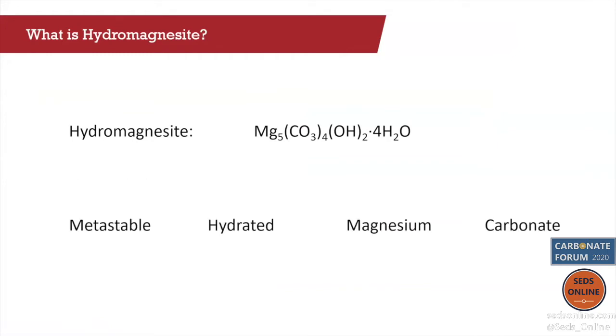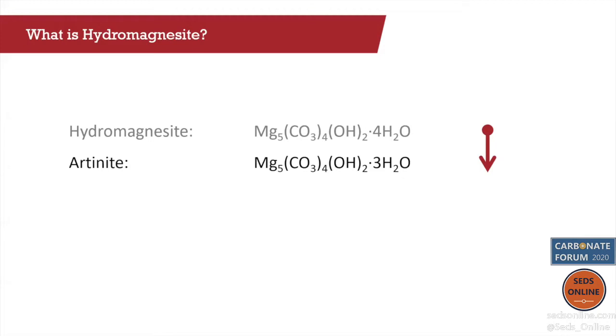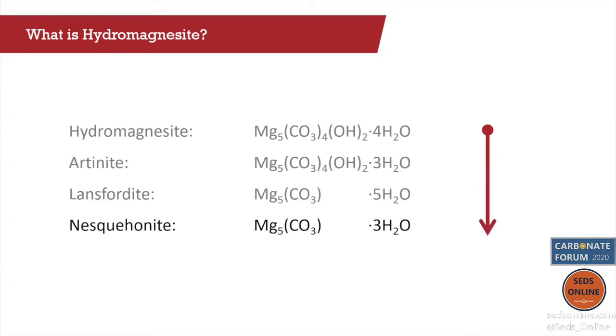Hydromagnesite is a metastable hydrated magnesium carbonate associated with the alteration of ultramafic rocks by hydrothermal or groundwater fluids. Hydrated refers to the water in its structure, magnesium to the magnesium, and carbonate to the carbonate. But metastable refers to the fact that hydromagnesite eventually dehydrates, losing its water molecules to form magnesite through a series of other intermediate magnesium carbonates.